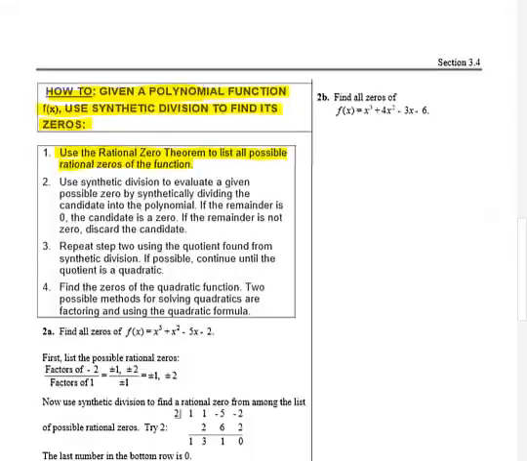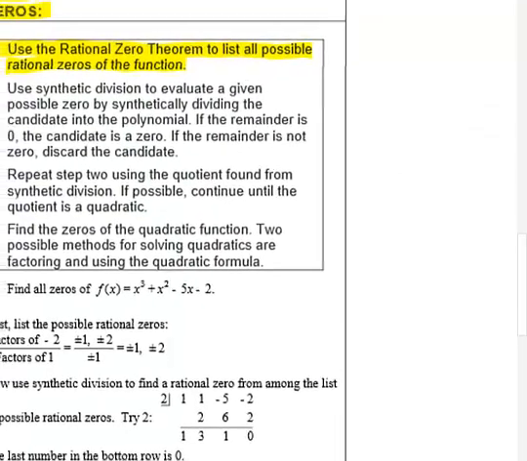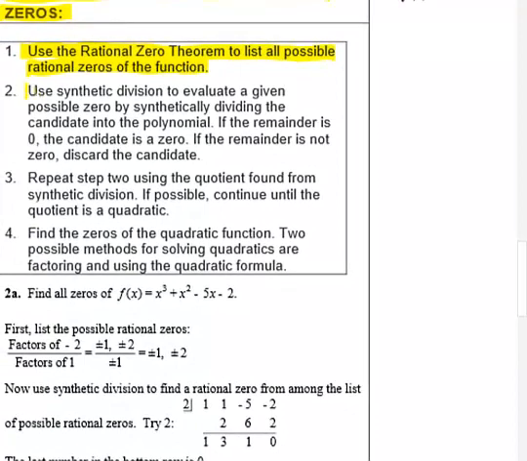So okay, what do they say? The first step, like we said, is write out all the possible zeros using the rational zeros theorem. Then you're going to use synthetic division to evaluate a given possible zero by synthetically dividing the candidate into the polynomial. If the remainder is 0, the candidate is a zero. So pretty much, you're just going to pick one of those rational zeros from step 1. It's up to you. It's not really like one is better than the others. Just guess whichever one you like the best. If you use synthetic division and you end up getting a 0 remainder, you know you found a successful one.